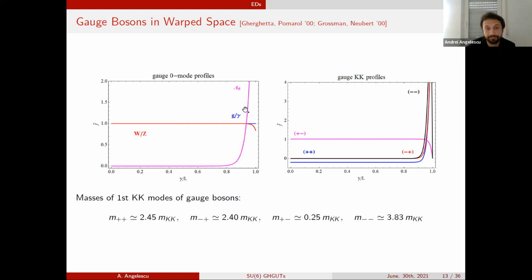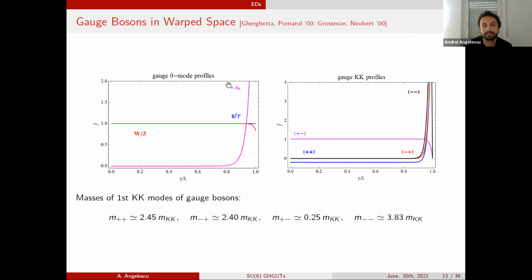On the other hand, for the W and Z, things change a little bit because of electroweak symmetry breaking. Their wave functions change a little bit here in the infrared, and that can lead to some non-universality. And finally, this is how an A5 would look. The fifth component of a gauge field has a wave function that is very infrared localized, which is desirable because, in order to solve the gauge hierarchy problem, your Higgs should be localized towards the infrared brane.